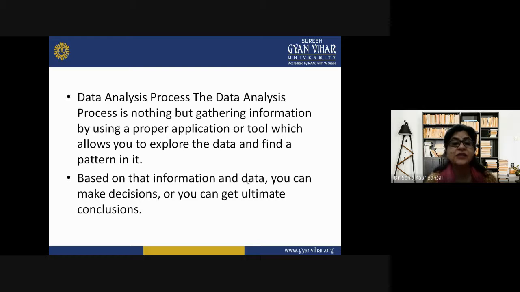Now, the data analysis process. The data analysis process is nothing, students, but gathering information by using a proper application or tool which allows you to explore the data and find a pattern in it. So when you talk about data interpretation, it is based on meaningful analysis, based on the information and the data that you have received. So you can make decisions or get ultimate conclusions based upon that. But for that, you have to make the interpretation in a very fruitful way.